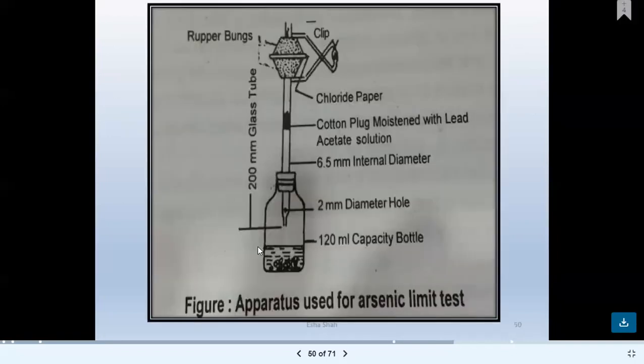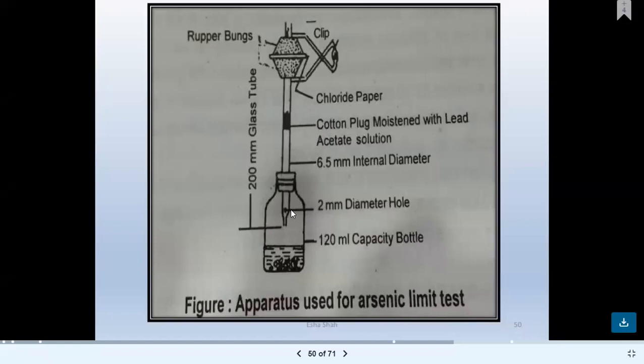So this is the specific apparatus used for performing the limit test for arsenic. Initially, we are going to place the sample into this 120 ml capacity bottle. Since it is a comparison method, we are going to use two Gutzeit apparatus, one for the test and another for the standard. First, we'll study the limit test for the test sample.